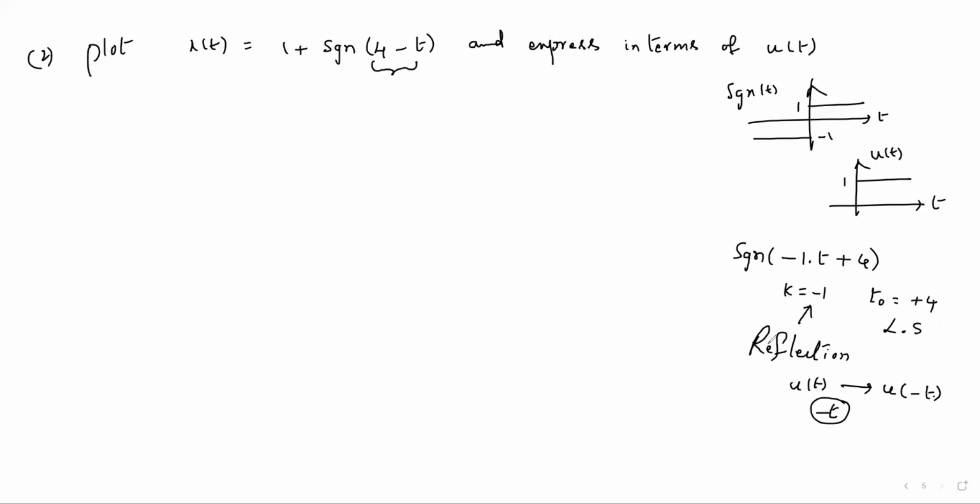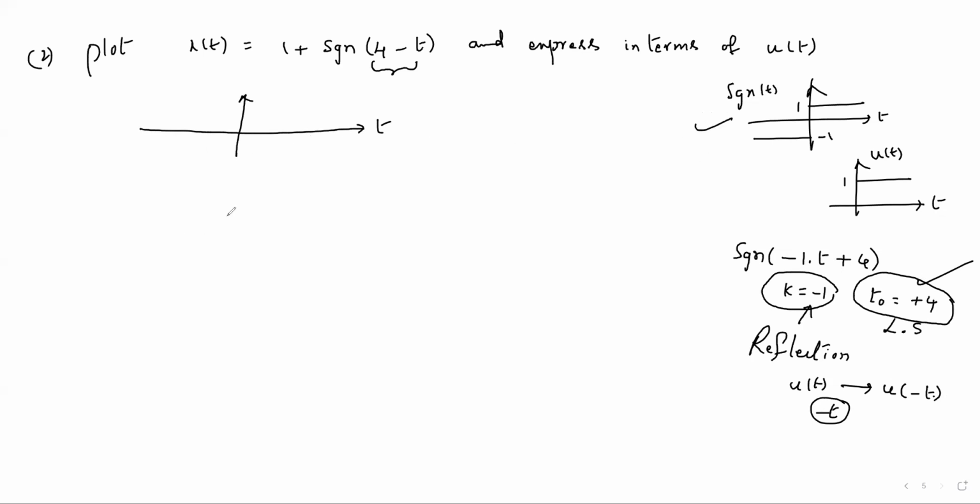So take the signum function first, and then consider which operation should be performed first. According to the precedence rule, shifting and scaling both are there, so perform first shifting and then scaling. So consider the signum function and left shift by 4 units first. Let us plot the signum function left shifted by 4 units.